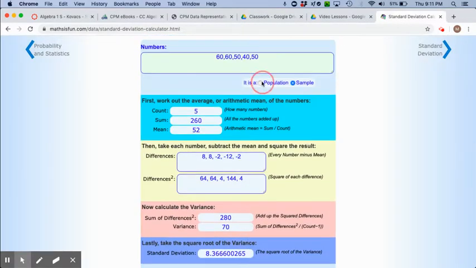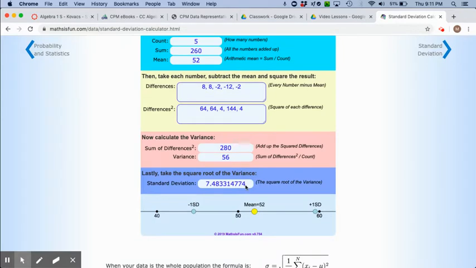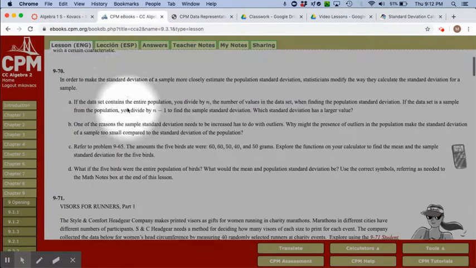You can change it up here for the population and see that your standard deviation will be about 7.48, which we represent with little sigma. And I do believe that that concludes 9-70. So let's go ahead and take a look at 973.